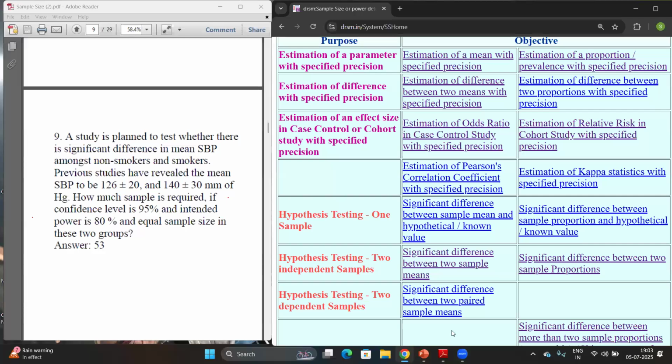From where will you get these values? There are two ways. By a thorough literature search of previous studies, you can get these values, number one. Or if studies are not at all available, if you are doing something very new and novel, then you can conduct a pilot study, and from that pilot study you can get those values. Thank you, sir.